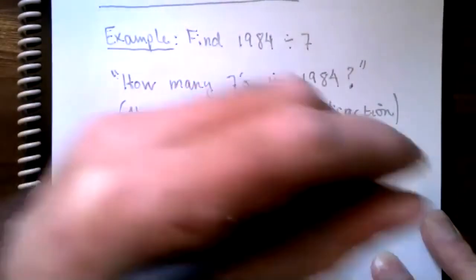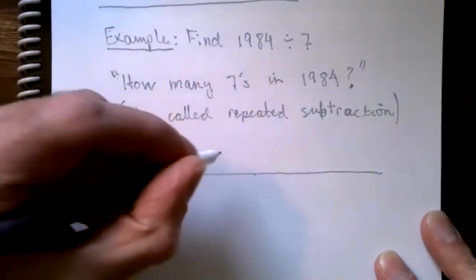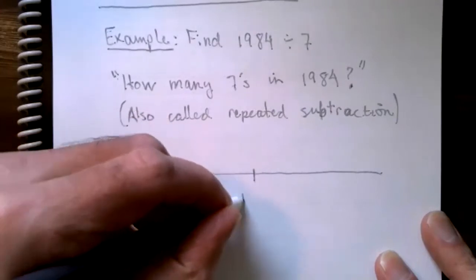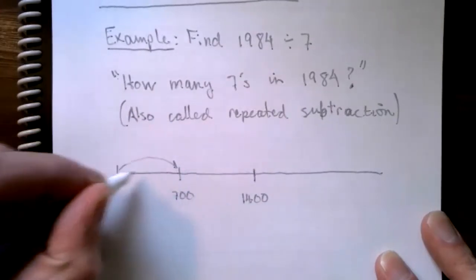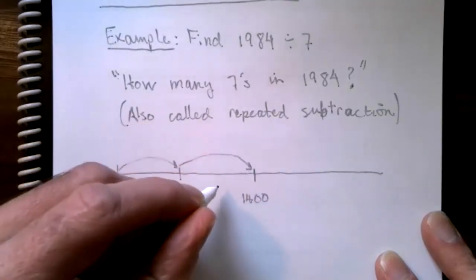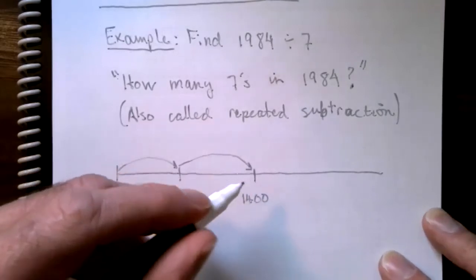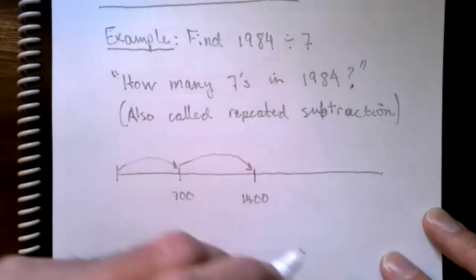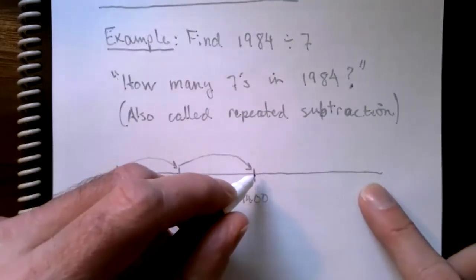Let me draw it out on a number line here. If I was taking away 700s, well, my first 700 would get me to 700. If I did 2 of them, that would get me to 1,400. What if I did another one? Could I do another one? What would the next 700 take me to?